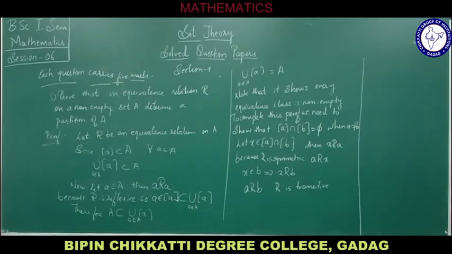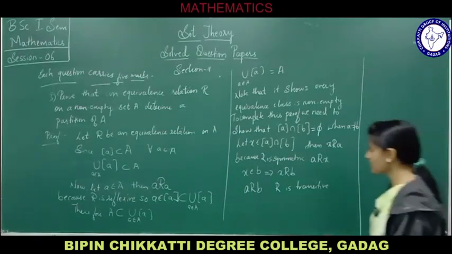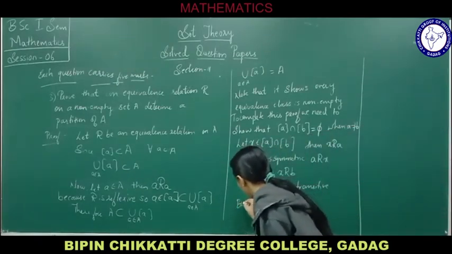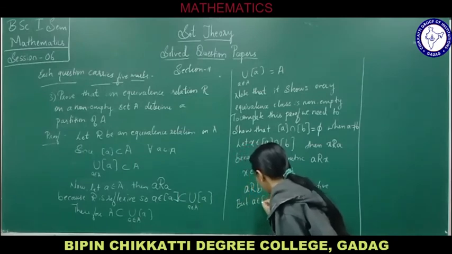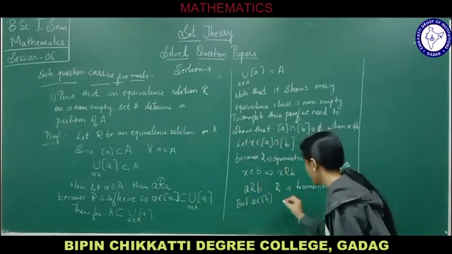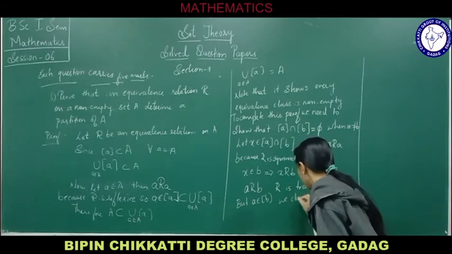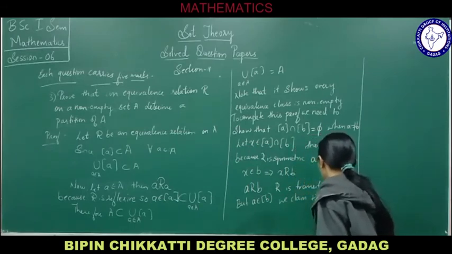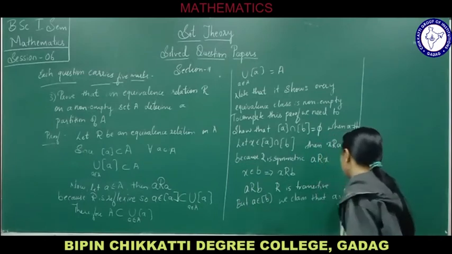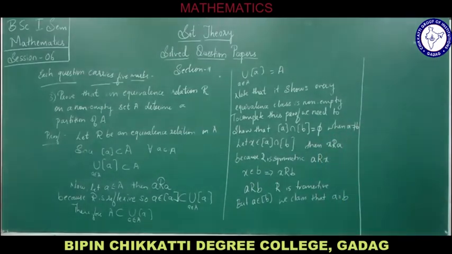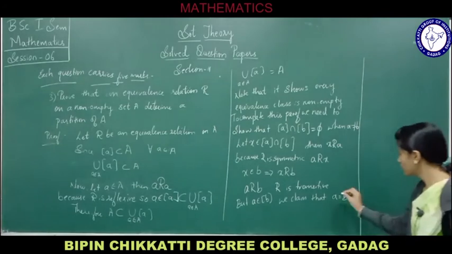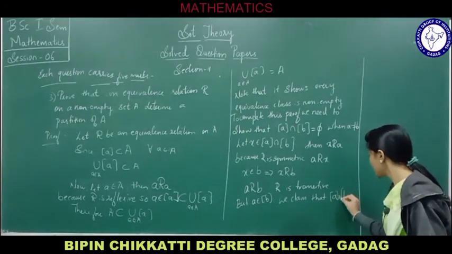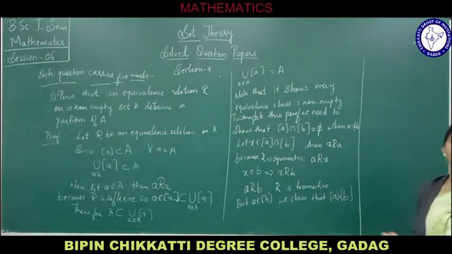Because R is transitive. But A belongs to B, we claim that, if A belongs to B, what do we claim? We claim that A is equal to B. What we are going to claim? We are going to claim that A is equal to B.